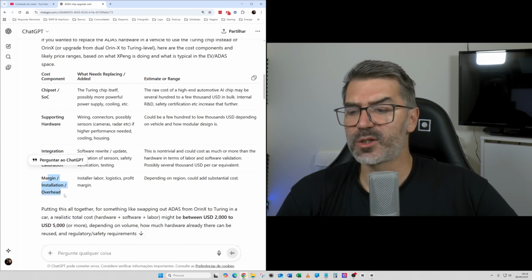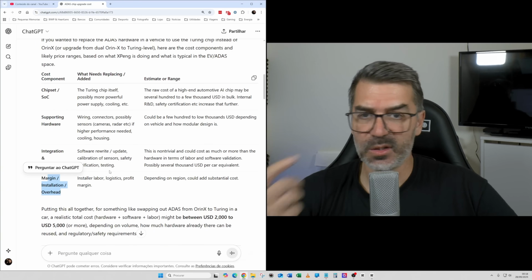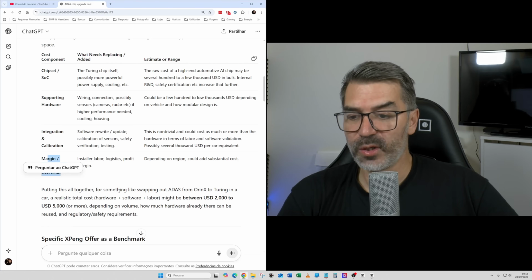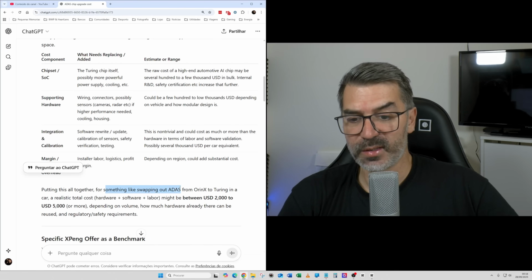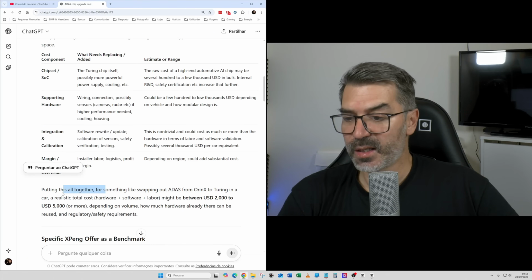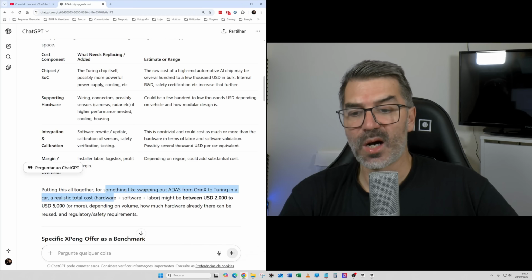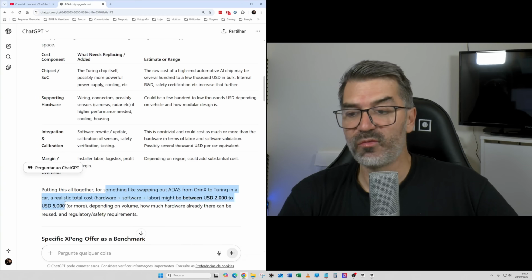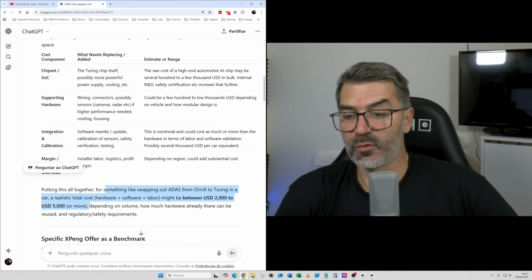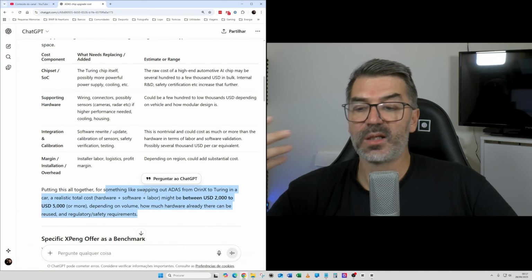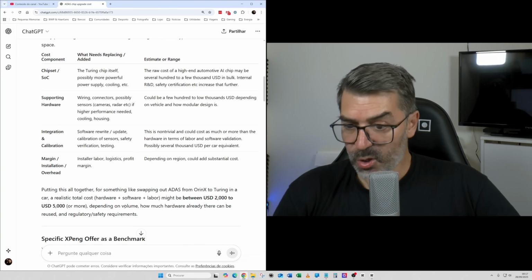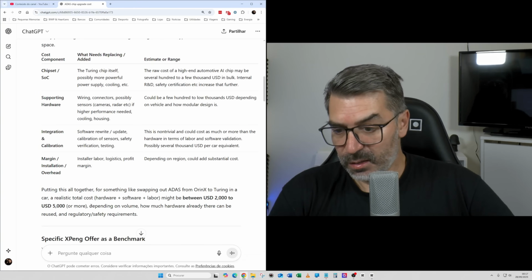Then, of course, we have margin installation overhead. That is normal for any business. So he says that putting these all together for something like swapping out ADAS from OrinX to Turing in a car, a realistic total cost, so hardware, software and labor, might be between $2,000 to $5,000 or more. Of course, depending on volume, how much hardware we already need, reuse and regulatory safety requirements. So let's stop here for a moment and look here.